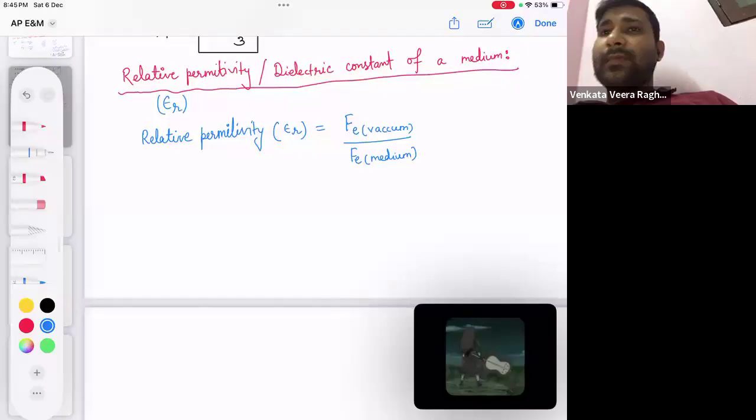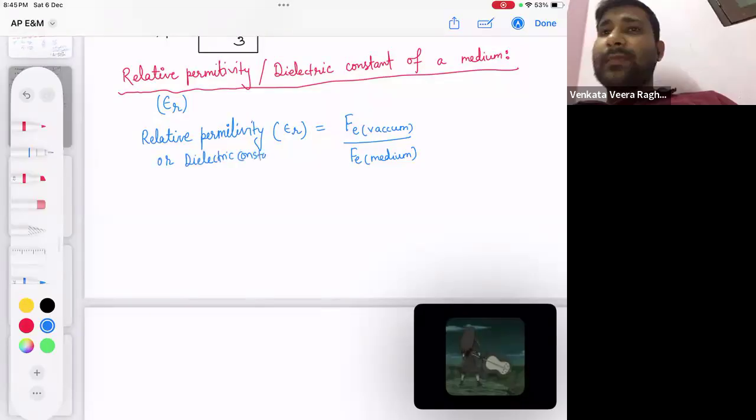See, in the vacuum, these are the only two charged particles present. But the moment you keep them in the water, it is made of many particles, isn't it? So in the presence of these two charged particles, the water medium will get polarized, and that will change the force acting on the charged particles. So the ratio of the electrostatic force acting on a charged particle in the vacuum to that in the medium is called the relative permittivity, or it is also called the dielectric constant of the medium.